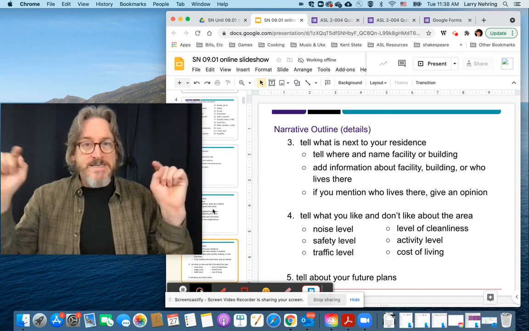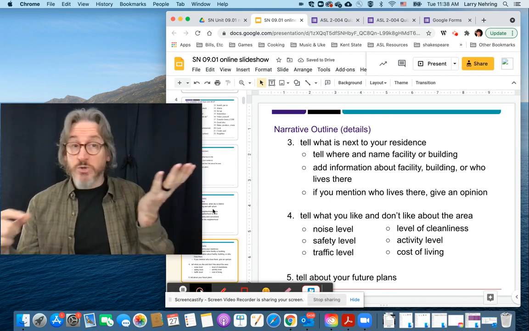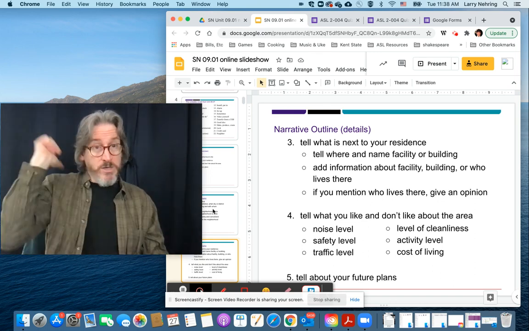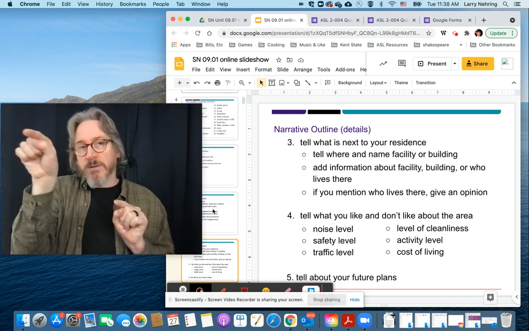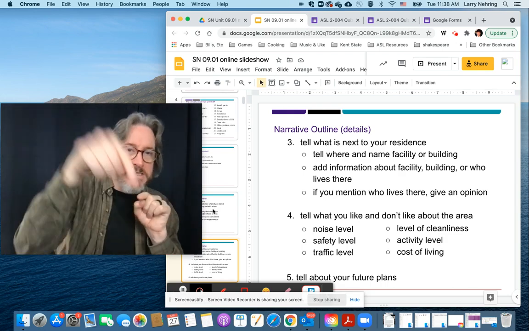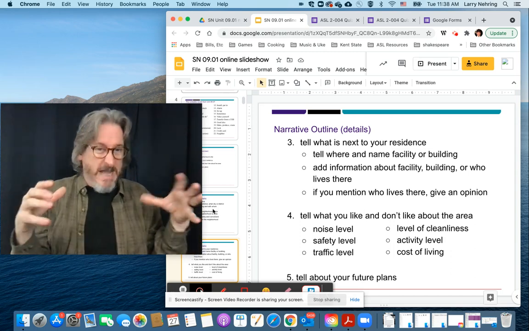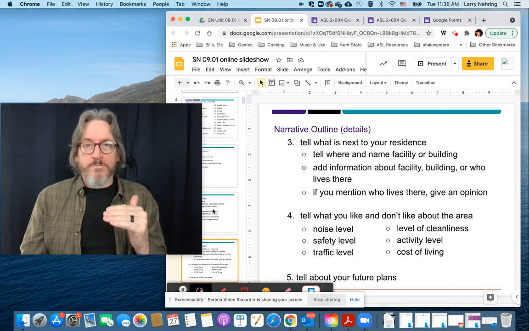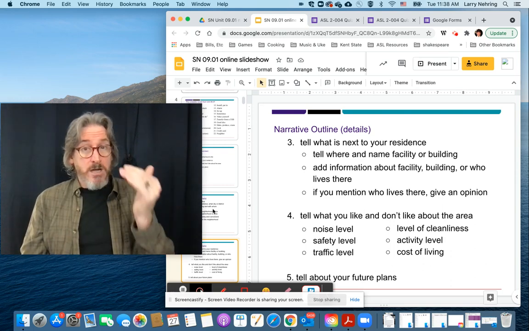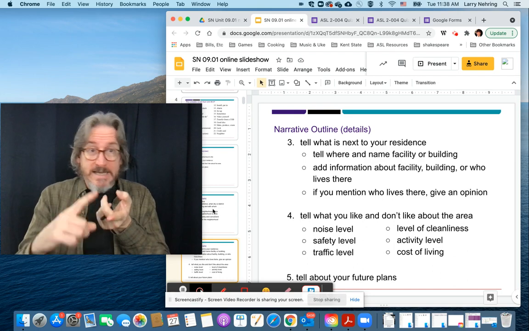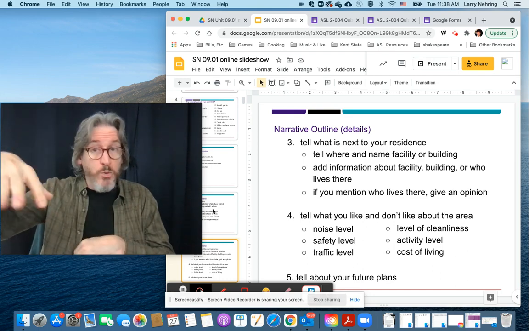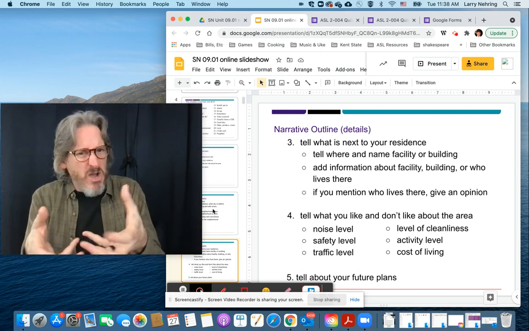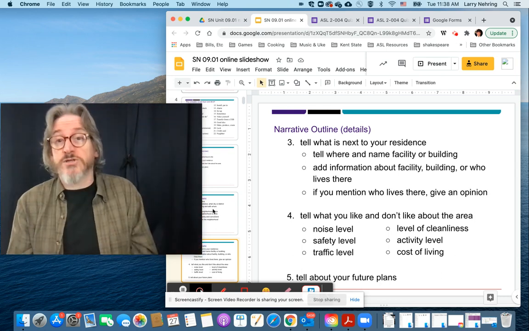So 3, telling what is next to your residence. So specifically defining what's across the street, what's to the right, what's to the left, and what's behind. Or we can even talk about what's a walk, 2 blocks this way, 1 block that way. We can add that kind of detail, but what's right around the neighborhood. And then any details of that facility, that building, if there's an apartment building, if there's a school, what grades, any kind of specific details that go with that. If it's a restaurant, what kind of food does it serve?